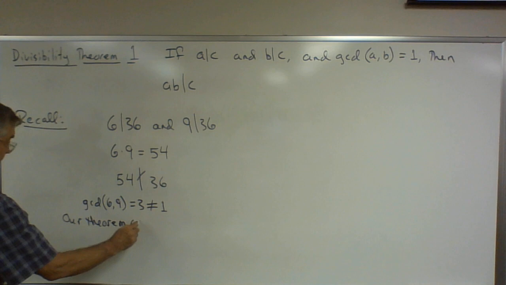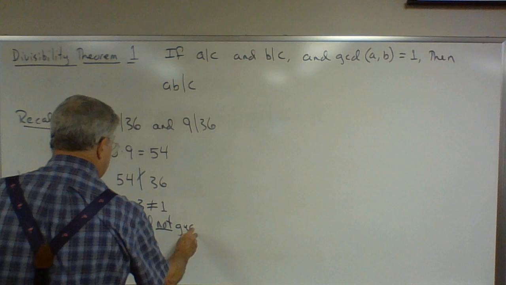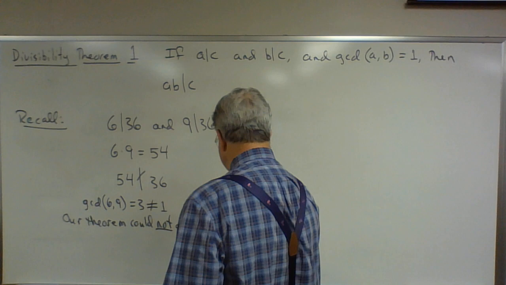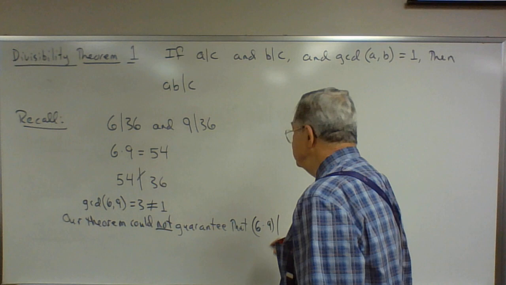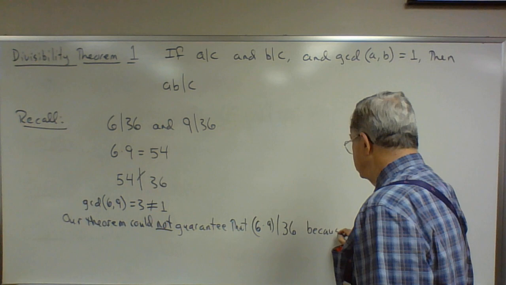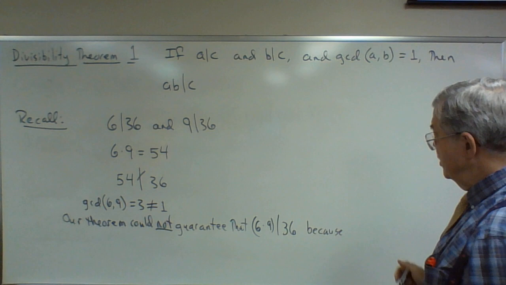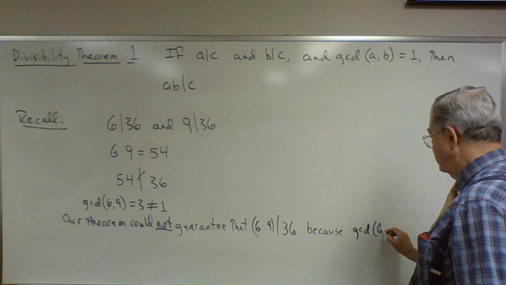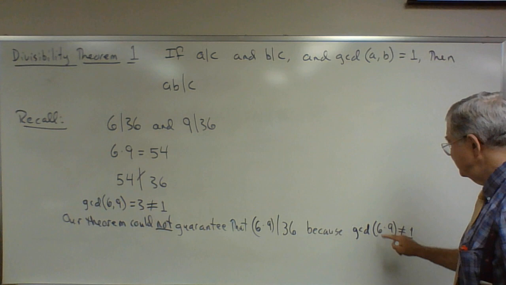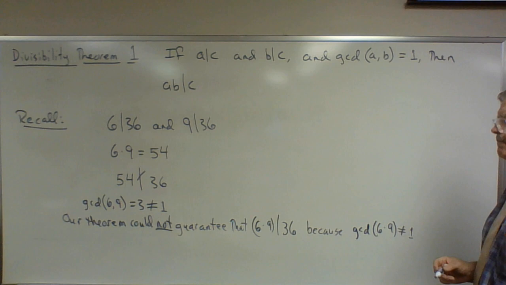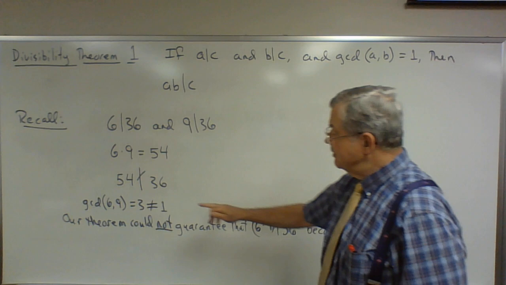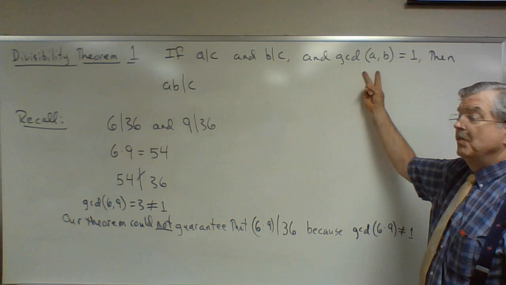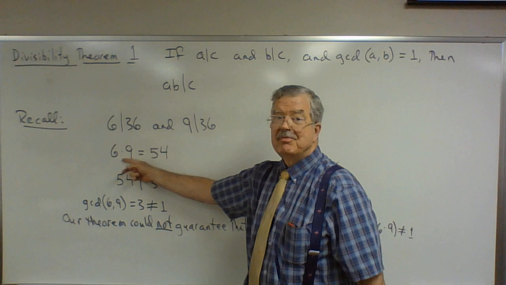Our theorem could not guarantee that 6 times 9 would divide 36, because the conditions of the theorem, the hypotheses, were not satisfied. The greatest common divisor of 6 and 9 was not 1. So as soon as we saw that the greatest common divisor was not 1, we could think the worst and say, you know what? Their product might not divide 36.